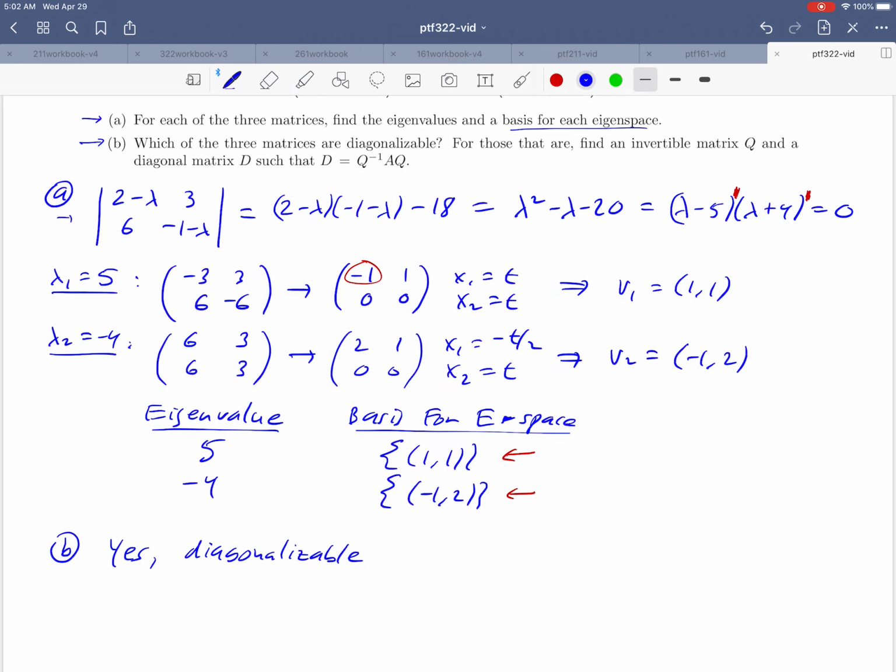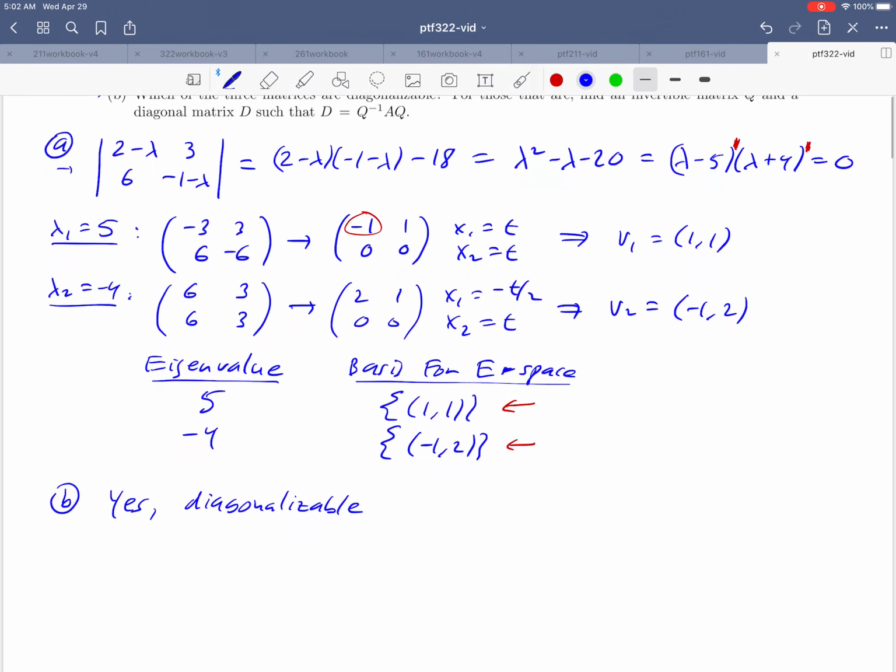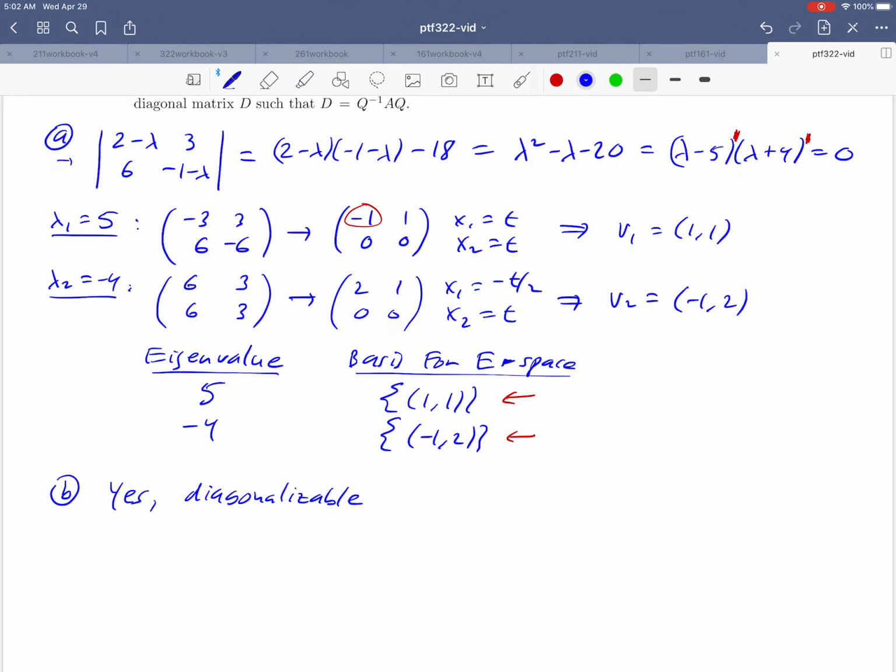We started with a 2 by 2 matrix and we got two linearly independent eigenvectors. The only remaining thing to do then is to write down those matrices D and Q. Remember D was just a matrix that had the eigenvalues down the main diagonal, zeros everywhere else. And then Q was a matrix that had the eigenvectors as its columns. We just want to be consistent with the order. So since we started with the eigenvalue of 5, we want the eigenvector that goes with it in the first column, 1, 1. And then for -4, -1, 2. And we're done.